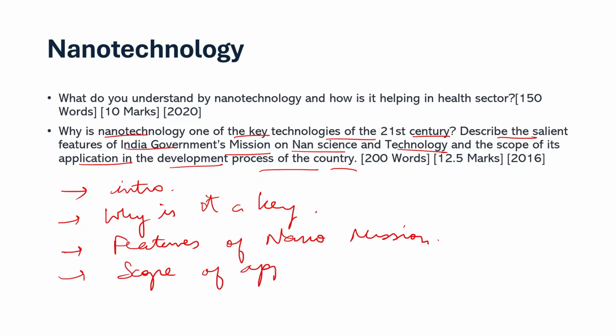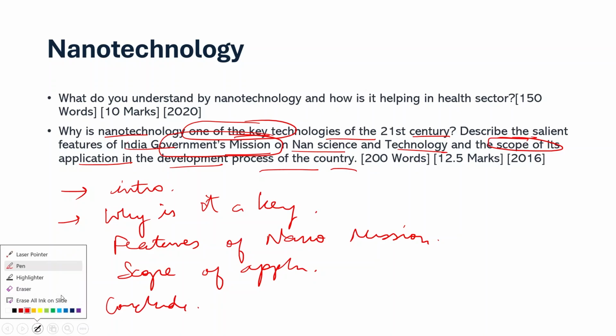See, the structure is already given in the question, right? Why is nanotechnology one of the key technologies? First you have to write this, then you have to write about government's mission, then you have to write about scope of the application, then you can finally conclude, right? So it's given in the question itself.